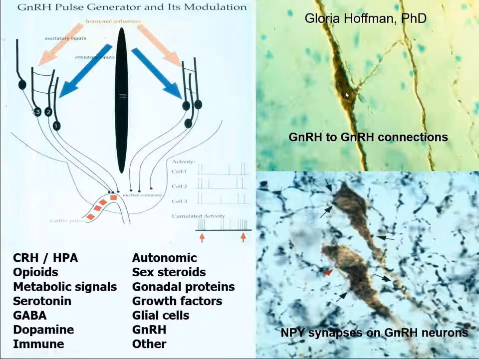These connections are important because you need actually synchrony of pulsatility among the GnRH neurons for there actually to be GnRH pulses that drive the pituitary. So as shown here, there are 3 GnRH neurons talking to one another. And when they have an accumulation of activity, such as they pulse at the same time, then you get a sufficiently large GnRH pulse into the portal circulation to actually drive an LH pulse and FSH release.